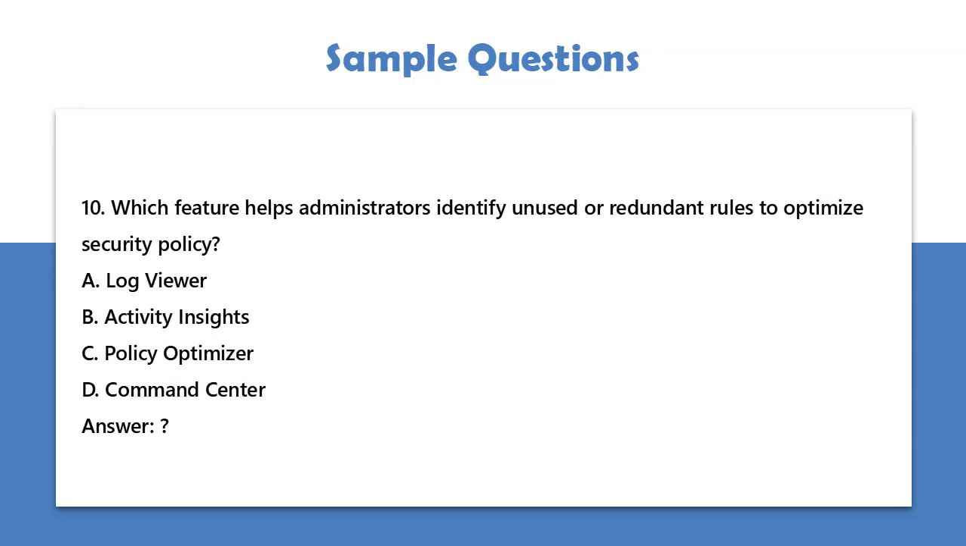10. Which feature helps administrators identify unused or redundant rules to optimize security policy? A. Log Viewer. B. Activity Insights. C. Policy Optimizer. D. Command Center.